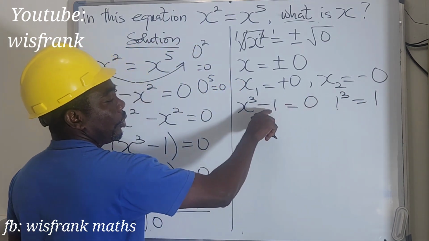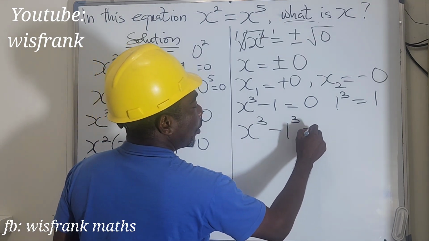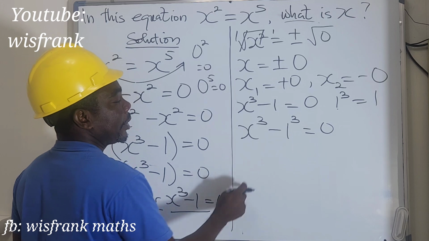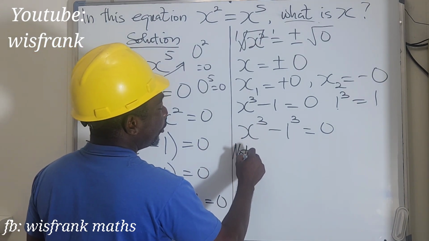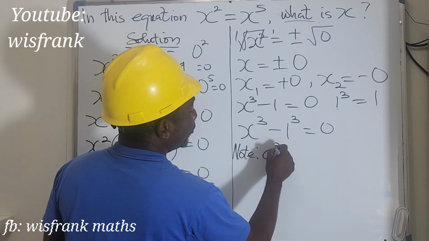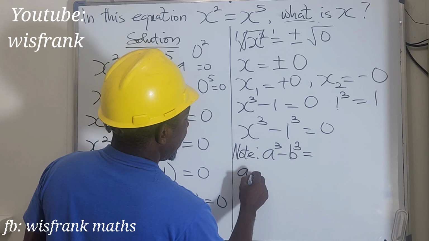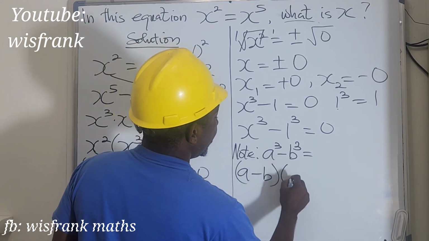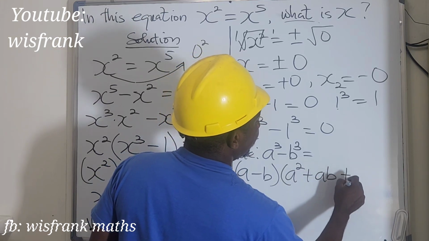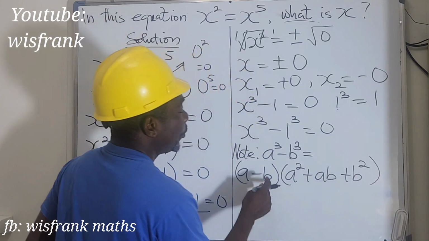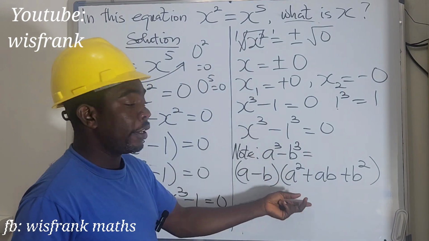So we substitute this into where we have here. So we have x to the power of 3 minus 1 to the power of 3 equals 0. In this case, this is the same thing as when we recall a to the power of 3 minus b to the power of 3 equals a minus b into a squared plus ab plus b squared. So this is what it means. So we are going to express this in this format.